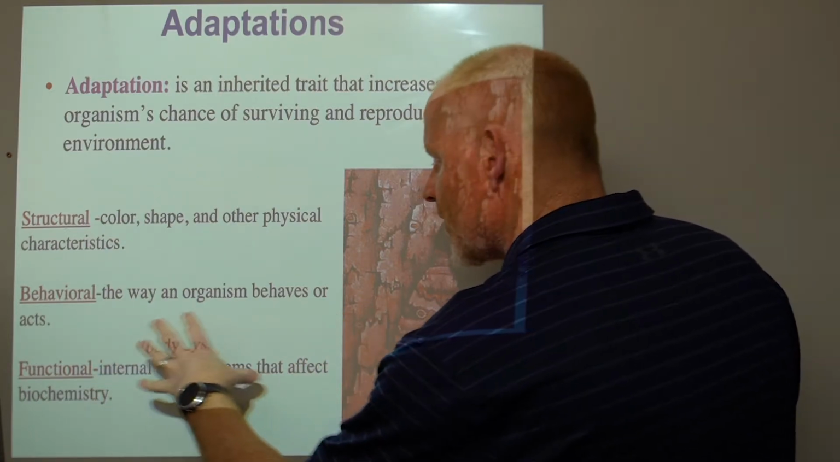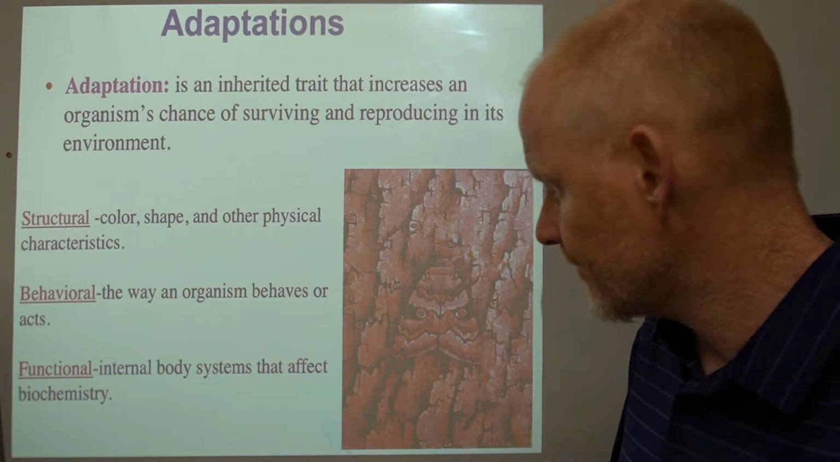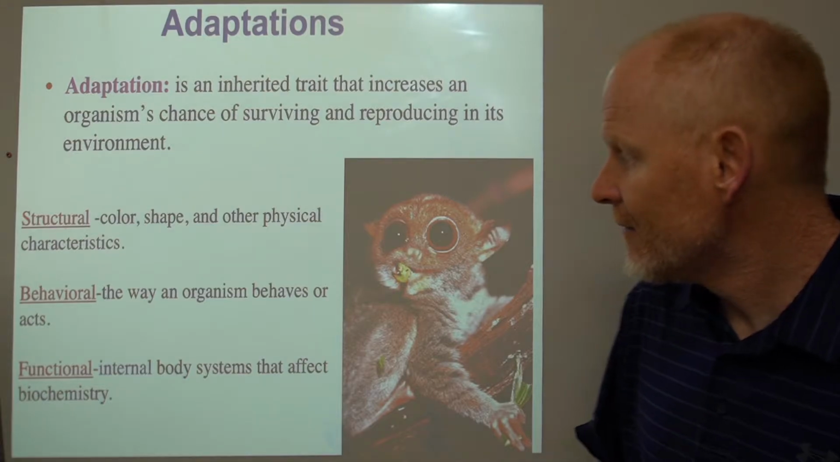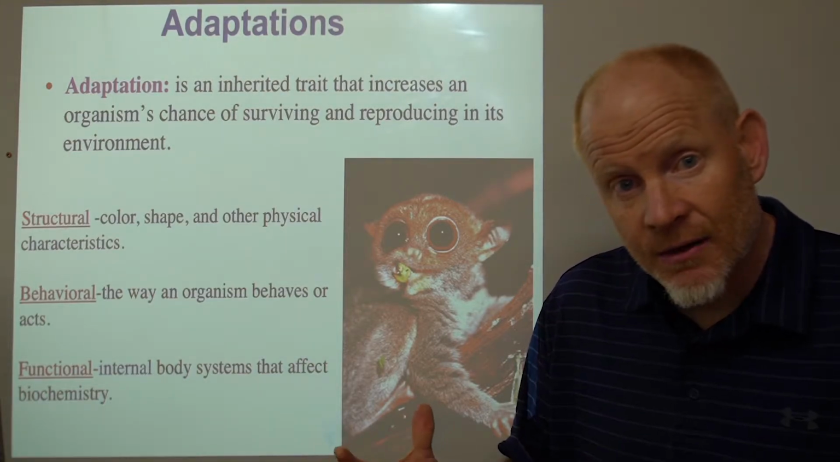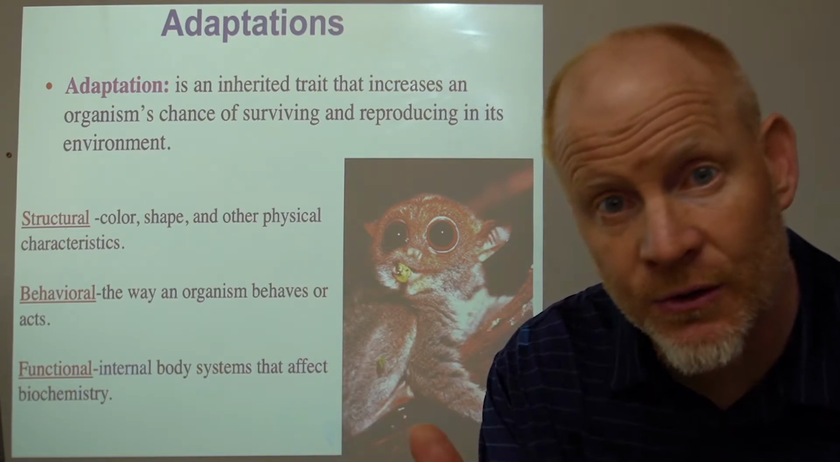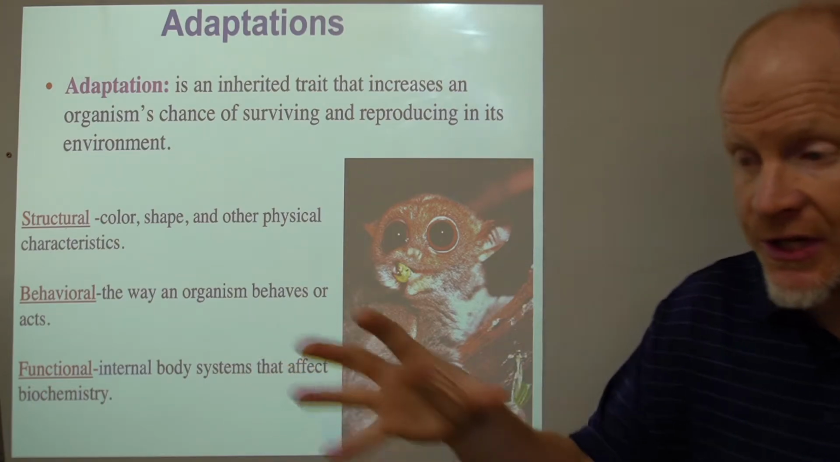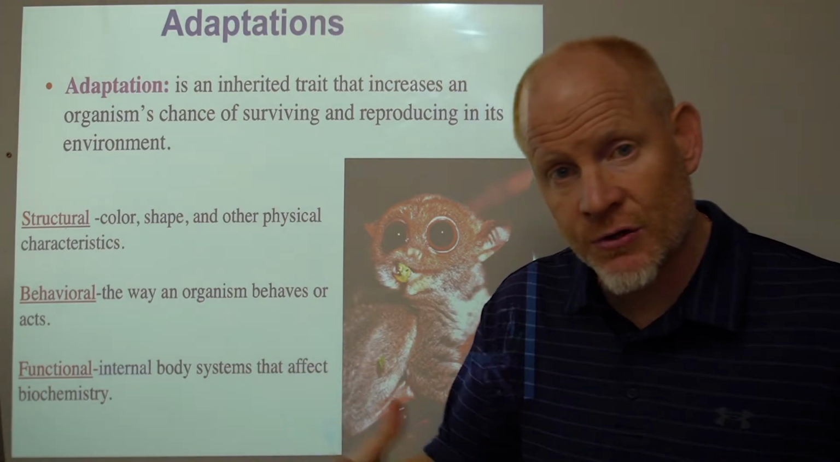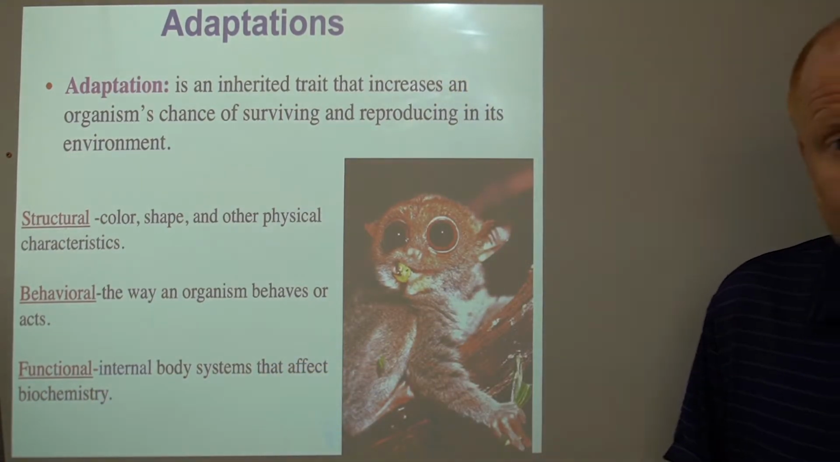Functional, or your internal body systems. Your biochemistry has changed. You might have, for example, some muscle tissue types, red and white muscle, that allow you to produce bursts of speed to get to a prey better or escape a predator better. And that biochemistry change in certain individuals within the population, internally or functionally, allows them to reproduce better.